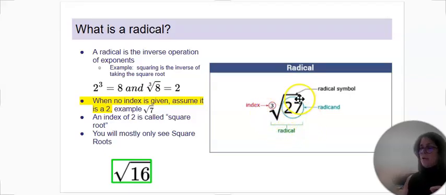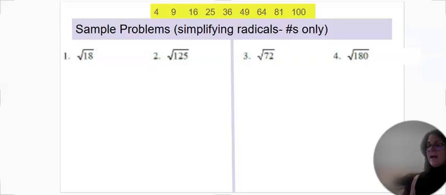The radical symbol is that sort of check mark with a top, and it looks a little bit like the division symbol you first learned how to do long division with. Okay? Let's look at how to do some examples simplifying radicals.